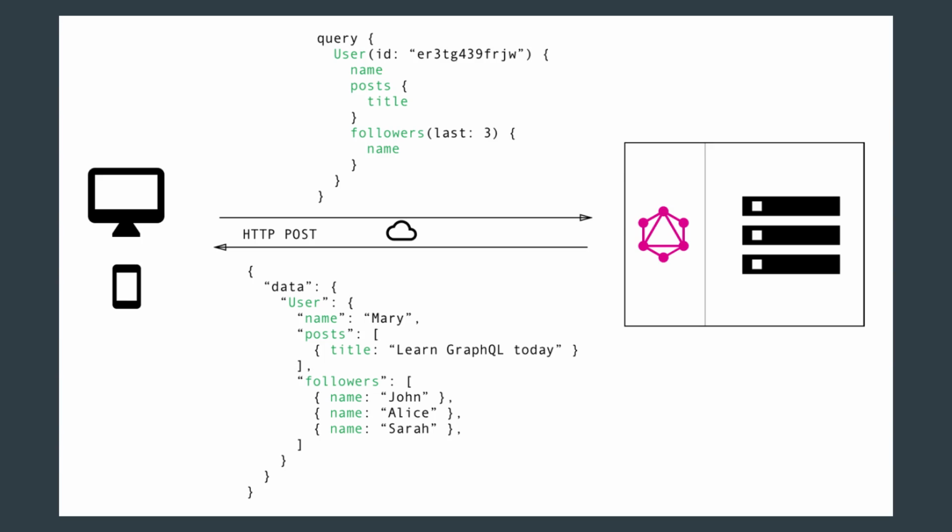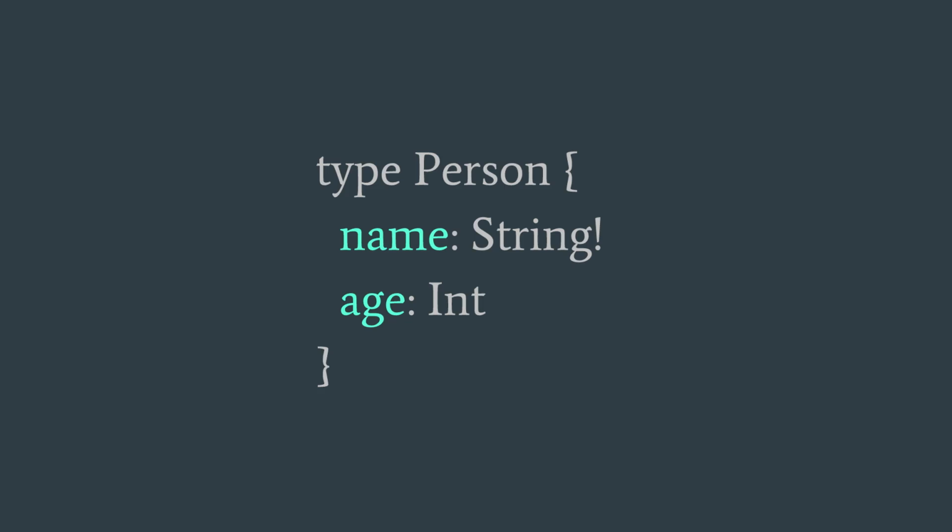So next, what I kind of want to look at is, now you know why you would want to use GraphQL and the problems it solves. Let's learn a little bit more about it. So with GraphQL, you're going to be creating a schema. So here's a very basic schema for a type called person.